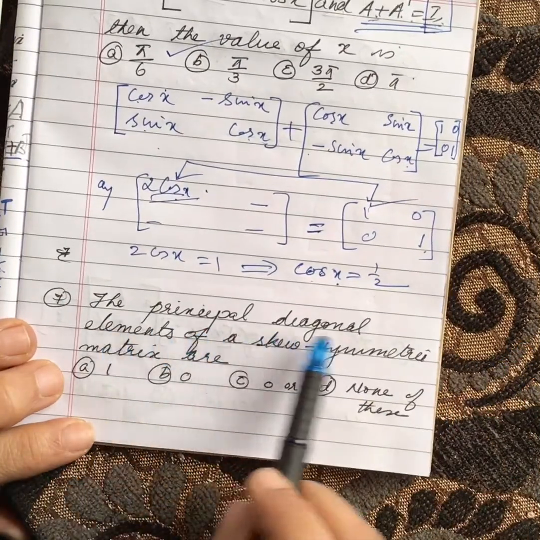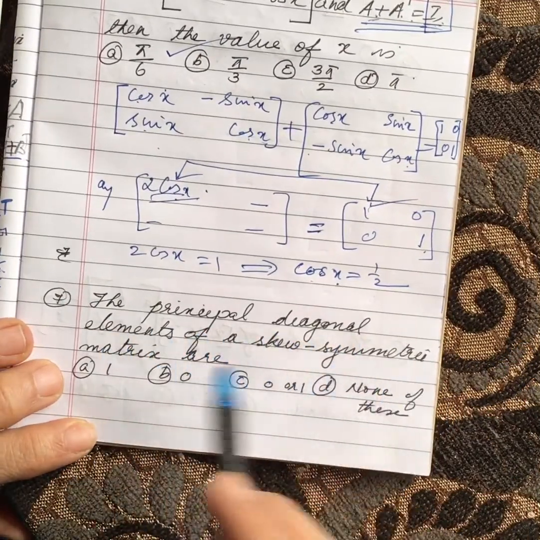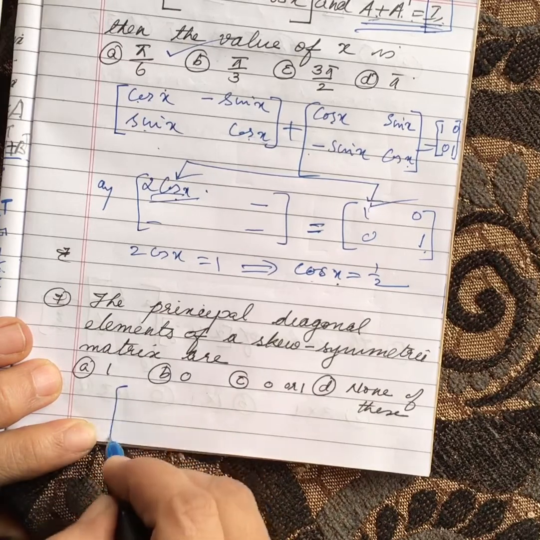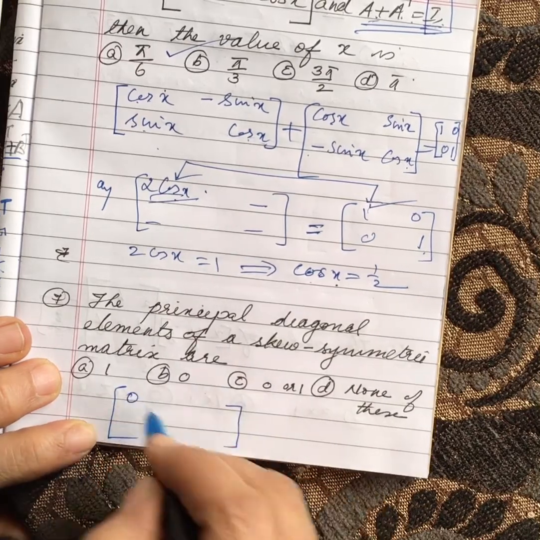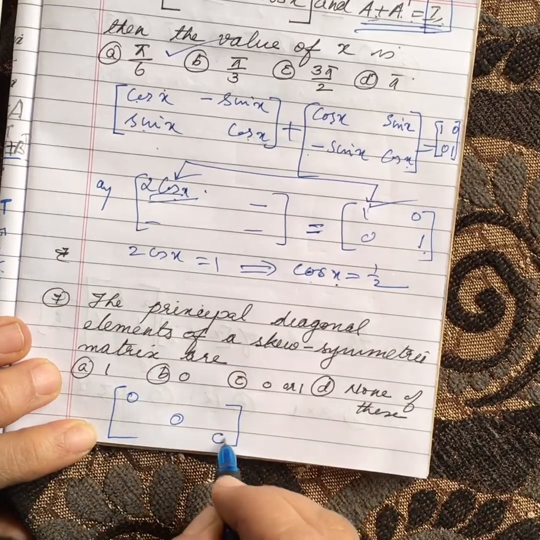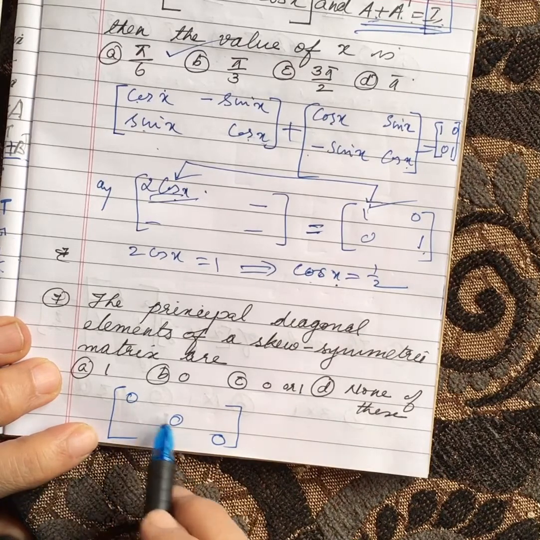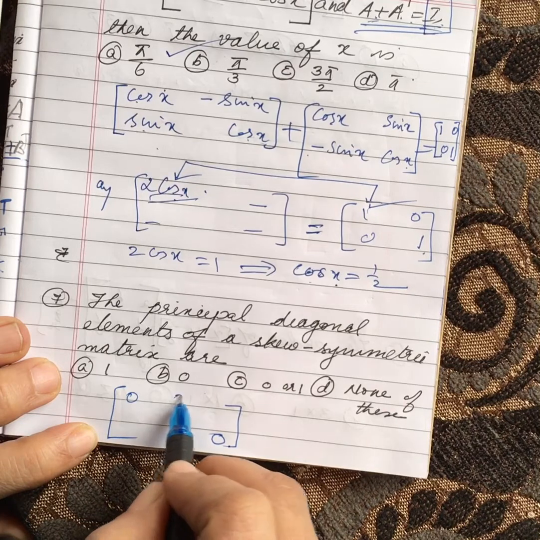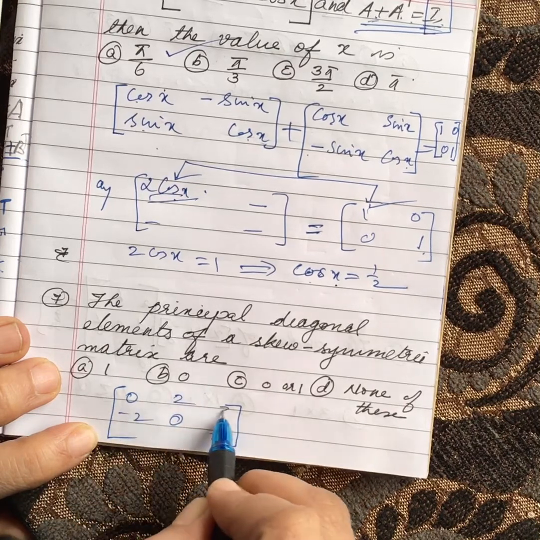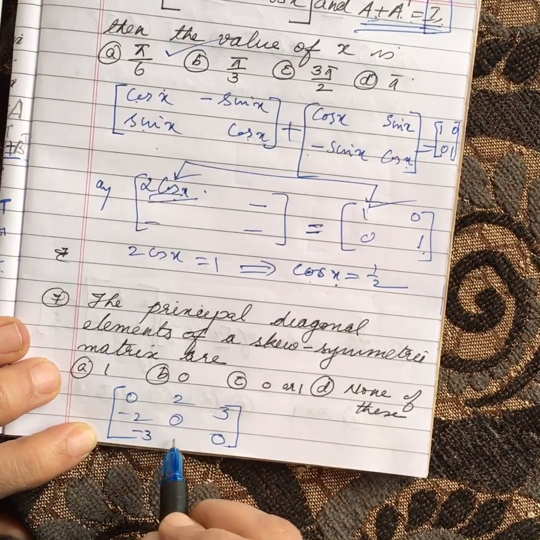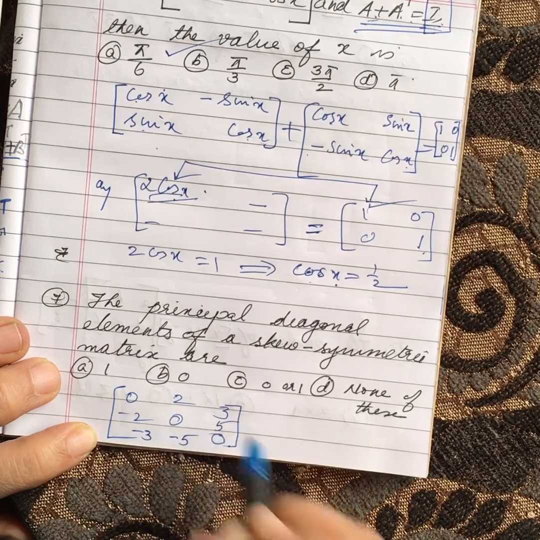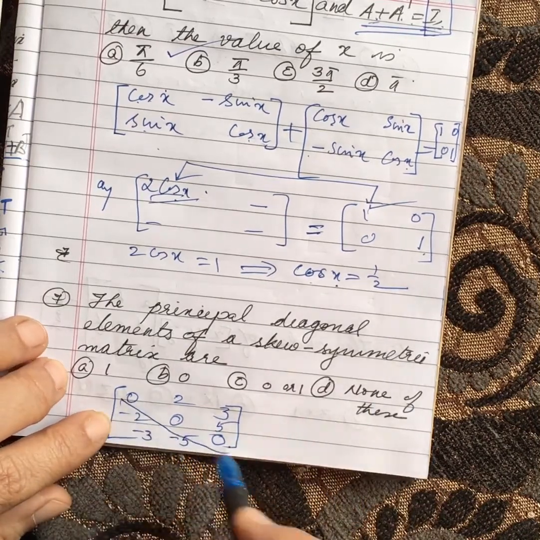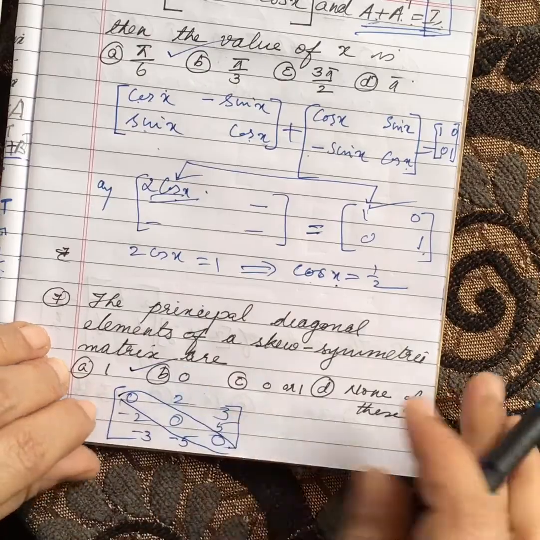The principal diagonal elements of a skew symmetric matrix are always 0. For any skew symmetric matrix, as I told in the previous video, all the principal diagonal elements are 0. Here it is 2, means here it is minus 2. Here it is 3, means it is minus 3. Here it is minus 5, means 5. So this we have discussed. So the answer is 0.